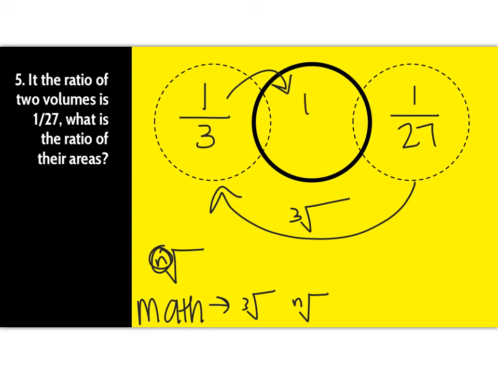So 1 squared is 1, 3 squared is 9. And again, this is not your actual area, it's the ratio of your areas. I have no idea what my area actually is, but I know that when I write my areas as a fraction and simplify them, they have to equal this.